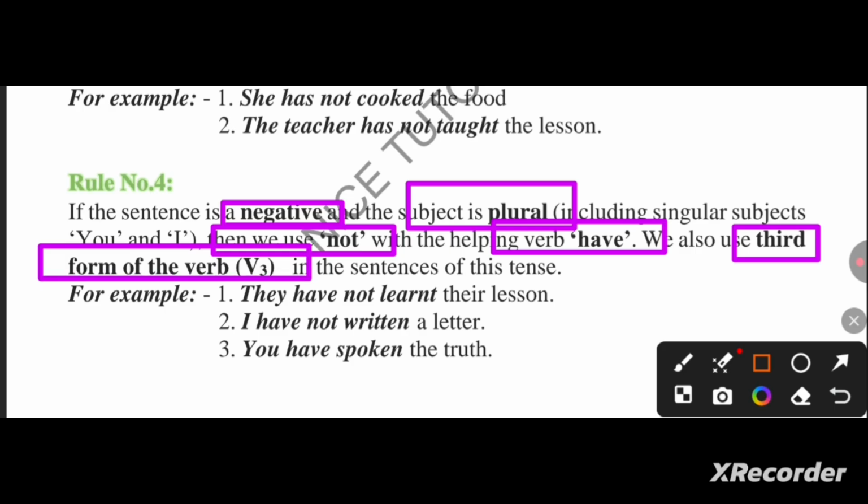For example, they have not learnt their lesson. Third form is learnt. Subject is plural, they, and we have used the helping verb have over here. Similarly, these are the singular subjects I and you, but we have to apply the same rules which are used for the plural subjects over here.